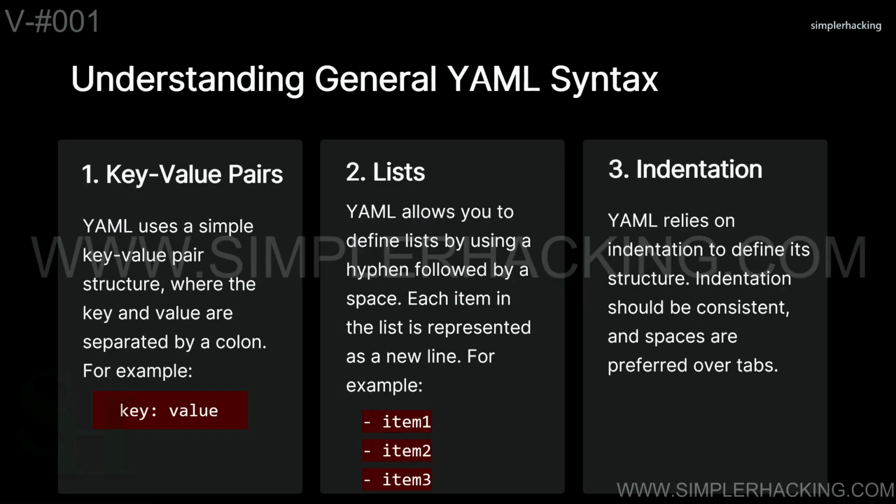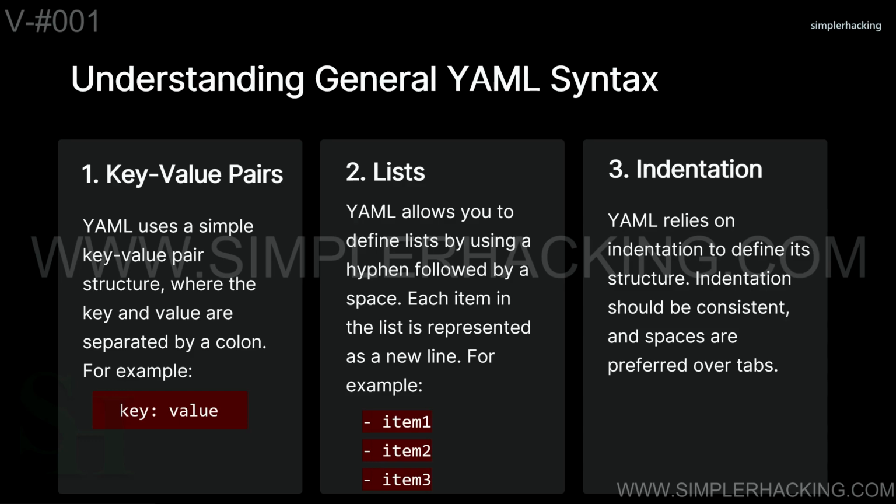YAML uses a straightforward key-value pair structure. In this structure, the key and the value are separated by a colon, with a space following the colon. For example, a key-value pair would look like this: key: value. This simplicity is one of its core strengths, making it easy to understand and write for pretty much anyone.